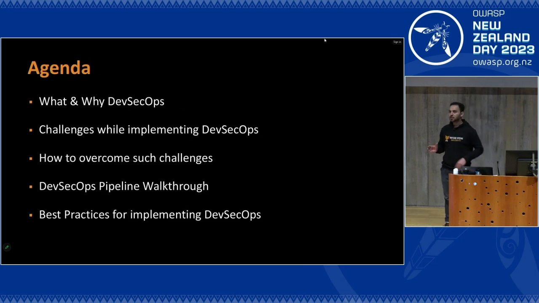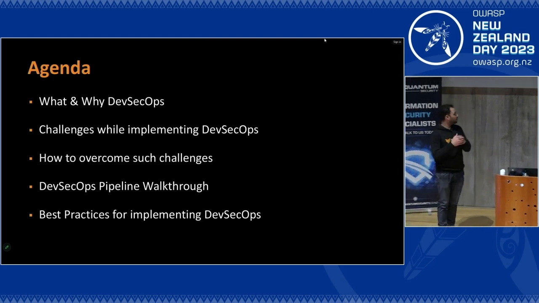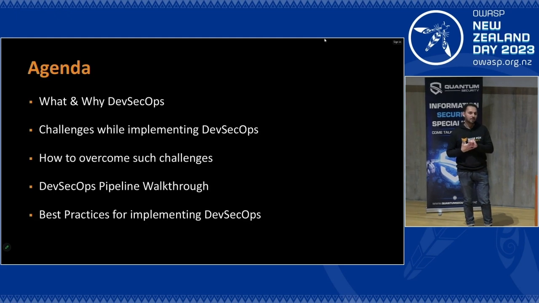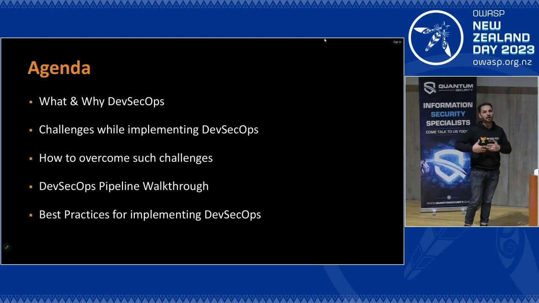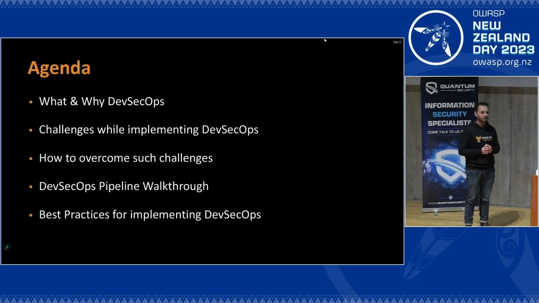So today I'm going to cover, firstly, why we need to do DevSecOps. Then we're going to look at what the challenges are when you are trying to implement a DevSecOps model in your organization.